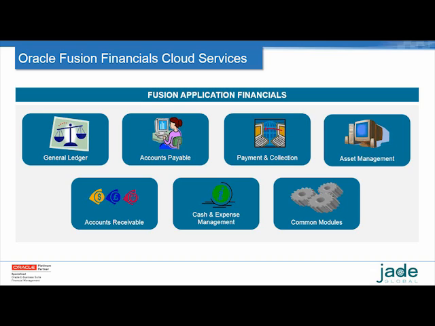These are a few modules available. Like in R12, the same modules are available in Fusion Financial Applications also. You have General Ledger, Account Payables, Payment and Collection, Asset Management, Account Receivables, Cash and Expense Management, and there are some common tools. These common tools are your Tax Manager and Subledger Accounting, which are included in the common modules.